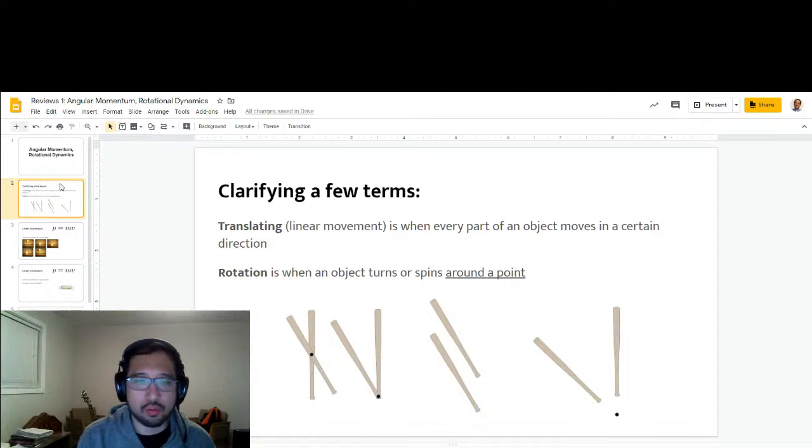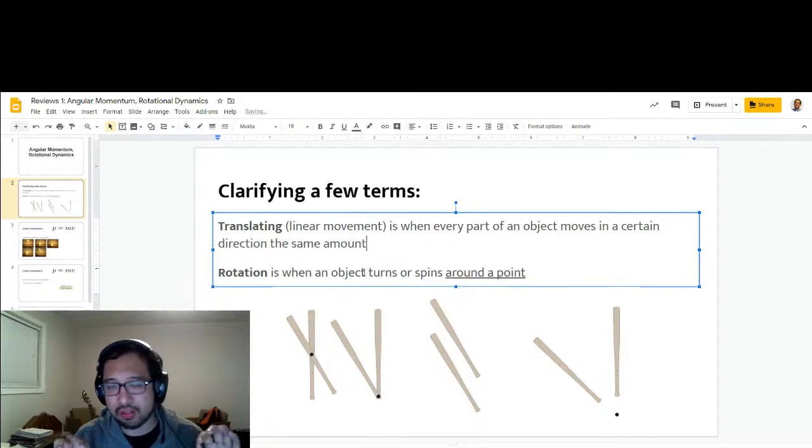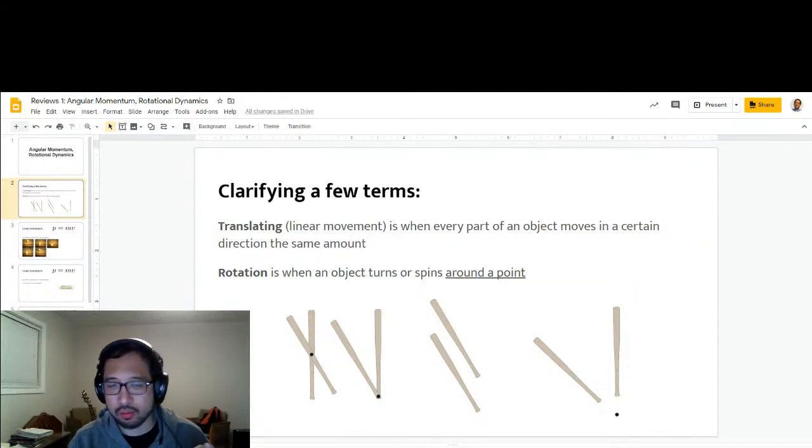Okay, so when we're talking about angular momentum, before we get there, I'd like to first clarify a few terms. When we say an object is translating, or when it's moving in a line, that is when every part of an object moves in a certain direction the same amount. So if every other piece of that object also moves the same distance in the same direction, then we could say that object is translating.